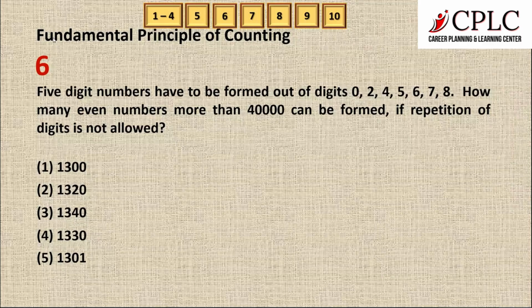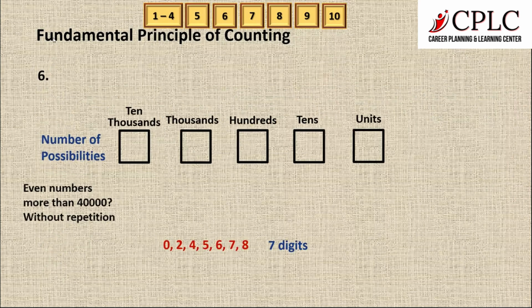Now, the even numbers more than 40,000 that can be formed, this is what we have to find. Even numbers more than 40,000 without repetition. Without repetition means the unit digit must be 0, 2, 4, 6, 8 because we need even numbers. So for a number to be even, we have to focus on the unit place. The unit place must be even digits only. For 10,000's, we have these five possibilities, that is 4, 5, 6, 7, 8.